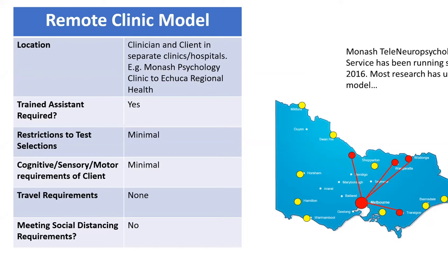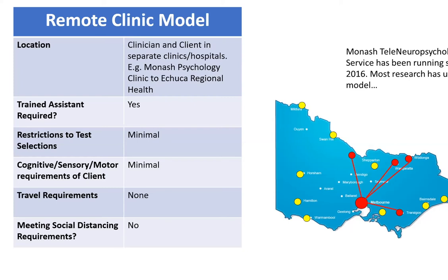It's the Monash Teleneuropsychology Service, where we provide neuropsychological assessment and rehabilitation services to four rural hospitals, all around 3 hours from Melbourne, who traditionally wouldn't have access to neuropsychology. We provide services to the inpatient neurorehabilitation wards there. So it's from a metropolitan hub, which is where I sit here in Melbourne. I provide services to a rehabilitation ward in these different towns. We have a team to do that.